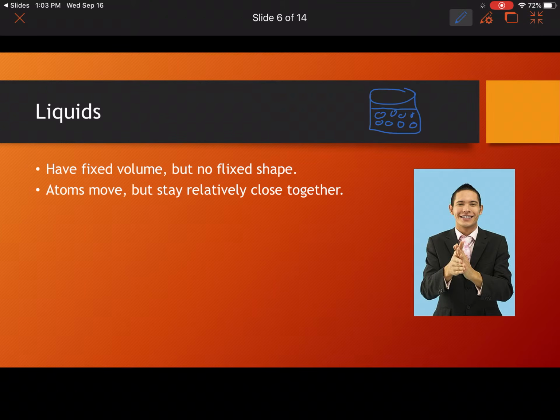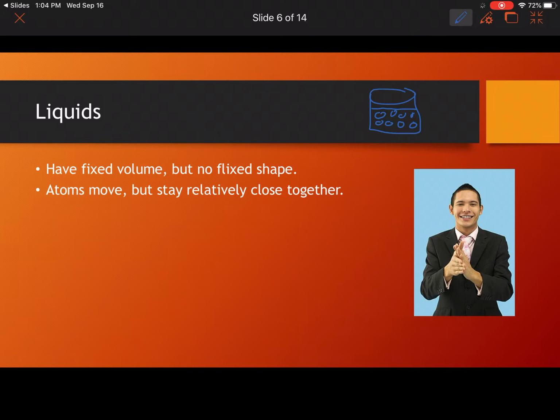So still draw them fairly close together, but those particles are going to take the shape of the container that they're in. Now, they do have a fixed volume, which means if we have 1 liter of a liquid, you can't make that bigger or smaller. It's always going to be 1 liter. You can change the shape of it, but the volume will stay constant. Now, the atoms move in a liquid, but they do stay relatively close together.